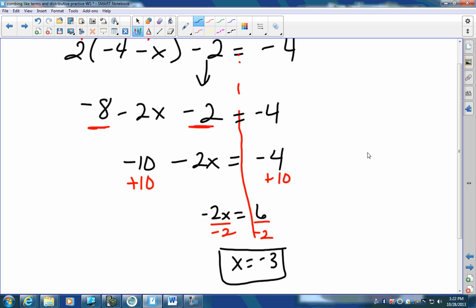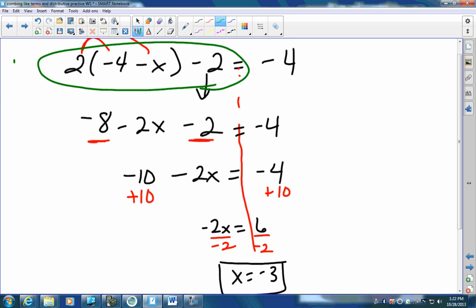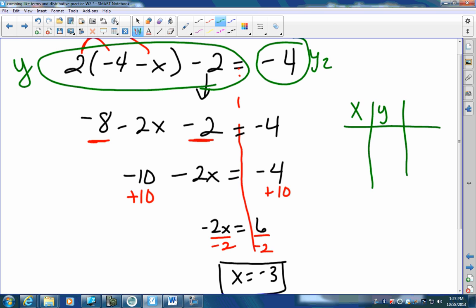And again, by checking it, you put the left-hand side right here into y1, and the right-hand side into y2. Then when you go to your table, you're going to see that at negative 3, y1 and y2 are the same, and that means that you are going to be right.